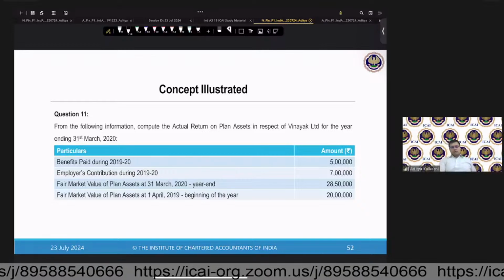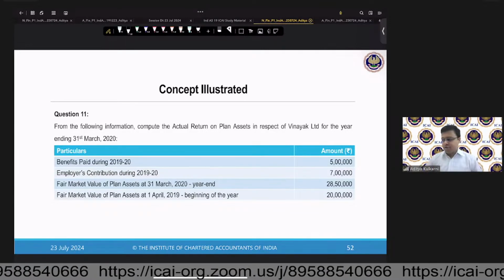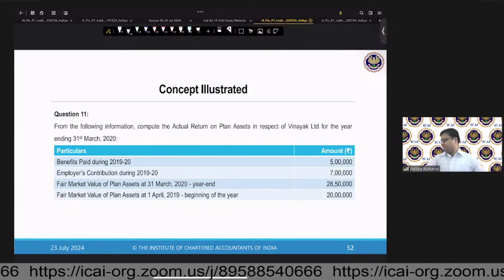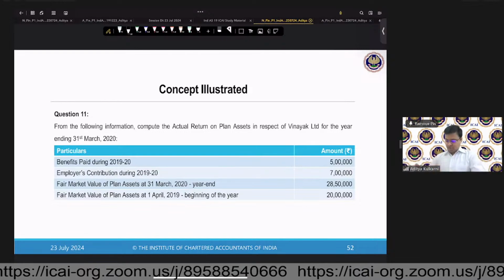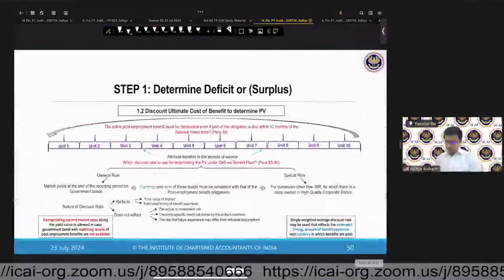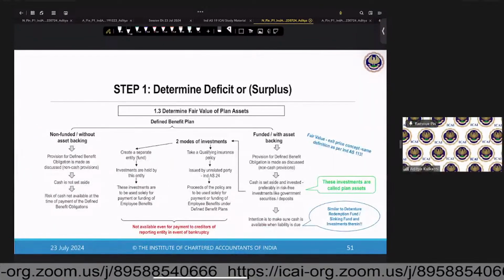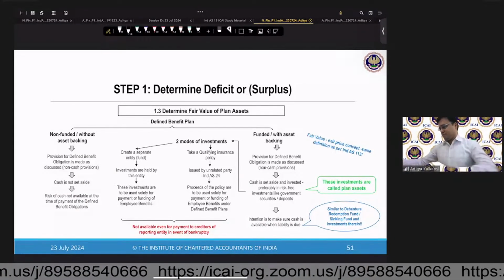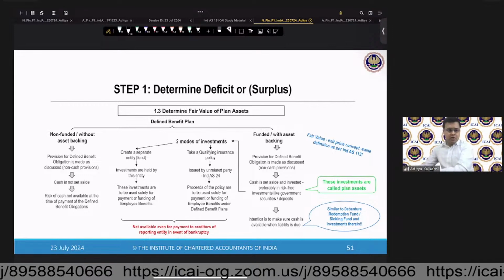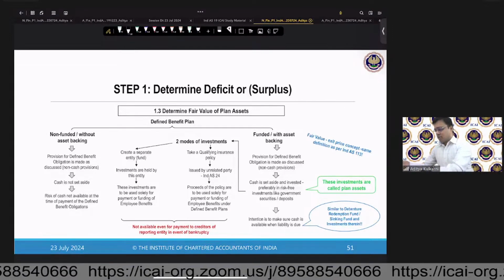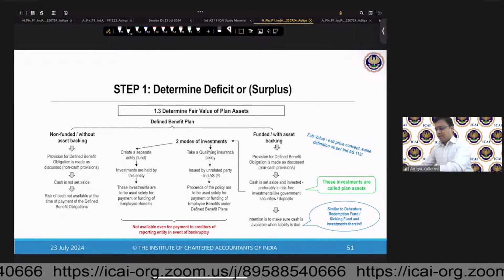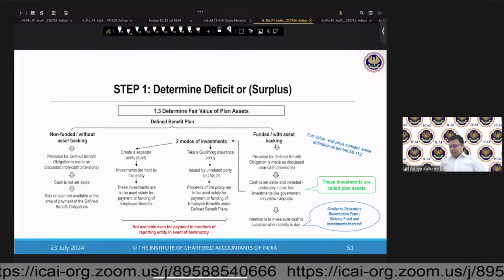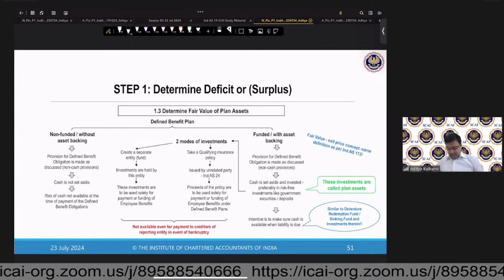Manish. Yes, all right. So let us continue. Coming to our discussions, we saw the first part, that is determining the ultimate cost of the benefit. Now we move on to the next one, that is plan assets.